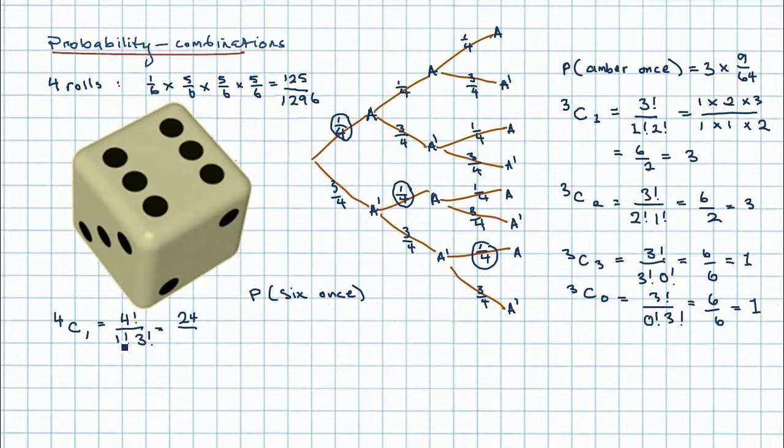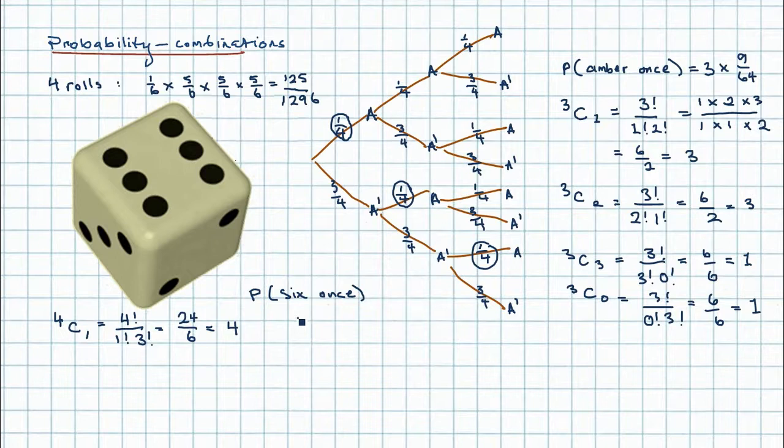And 4 factorial is 1 times 2 times 3 times 4, which is 24. And 1 factorial is just 1, just like 0 factorial is just 1. And 3 factorial is 1 times 2 times 3, which is 6. 24 divided by 6 gives us the 4 that we were expecting. So that just confirms the result that if we're looking for 1/6 coming up, we're choosing 1 from 4, so it's 4 choose 1. That gives us 4 combinations, 4 ways of working through the probability tree diagram.